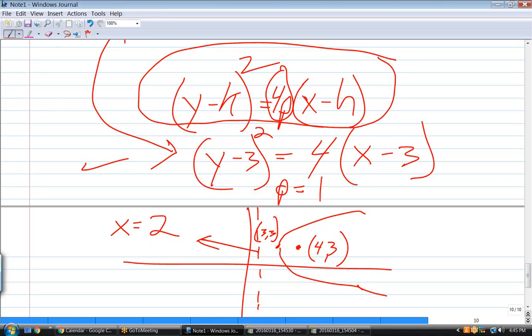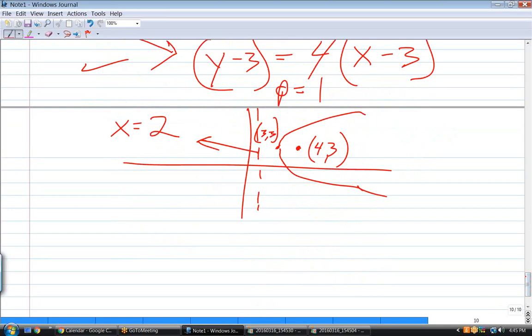And you'll notice there really is nothing else about that parabola that we need to know. In other words, we don't really need to know any other points. We know the vertex, we know the focus, and we know the directrix.